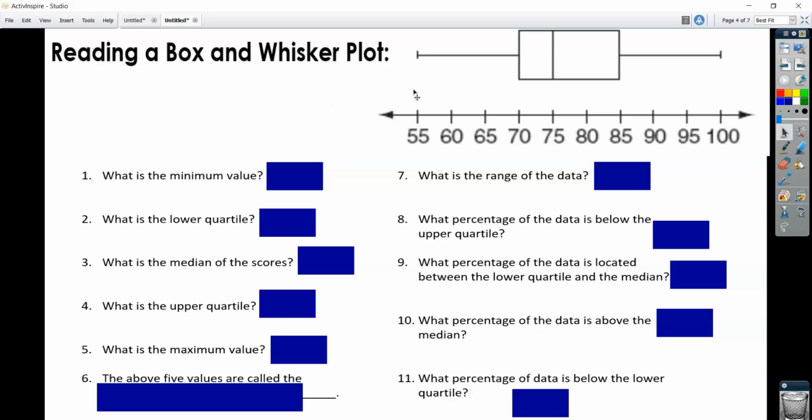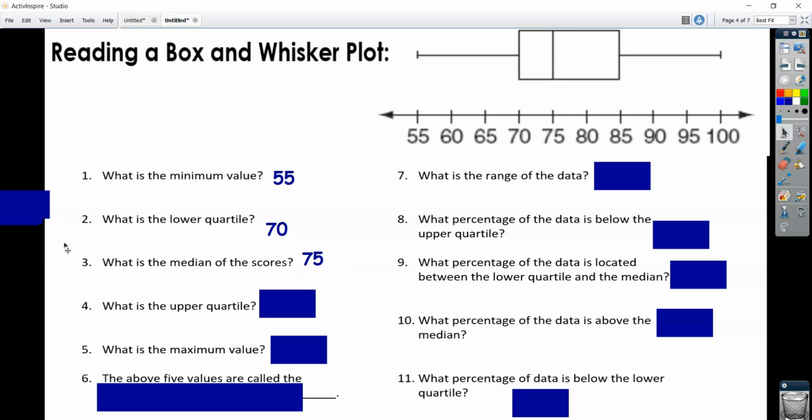So based off the box and whisker plot, it says, what is the minimum value? Well, see if you can actually answer these questions before I show you. But the minimum value should be where it starts, which is here. So that should have been 55. It says, what is the lower quartile? The lower quartile is this first line here. So this first spot here is 70, so it should be 70. It says, what is the median of the scores? The median of the scores is the number that's in the middle, so the middle value of our box. So that's at 75, so the median of the score should be 75.